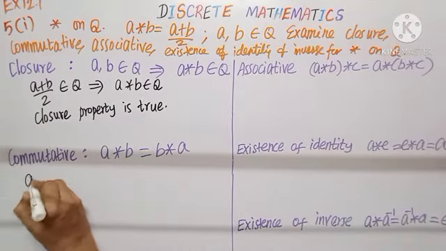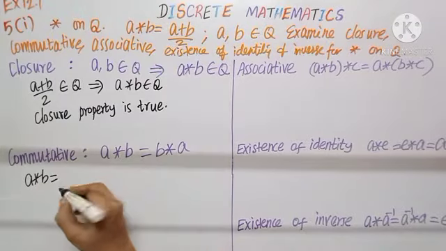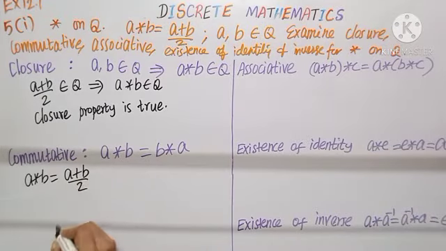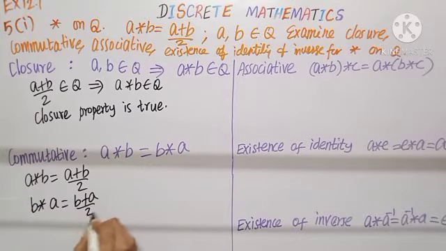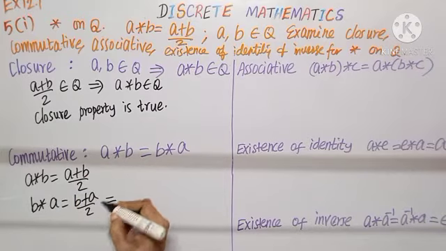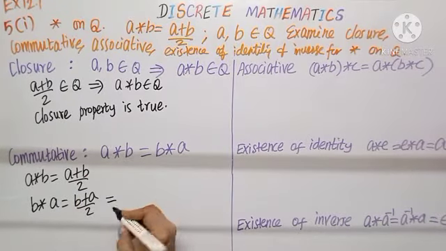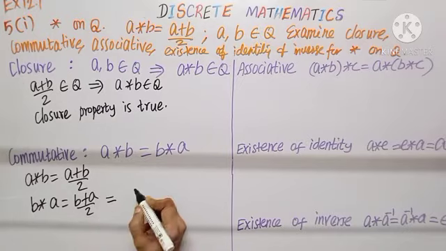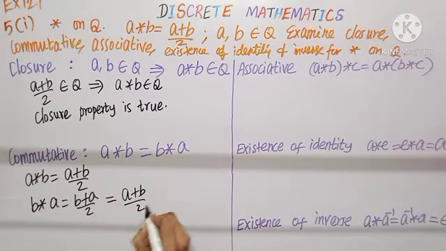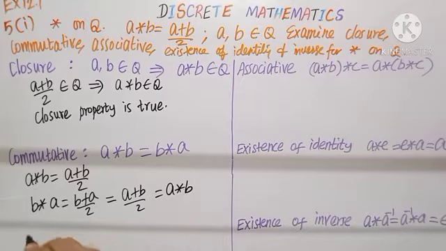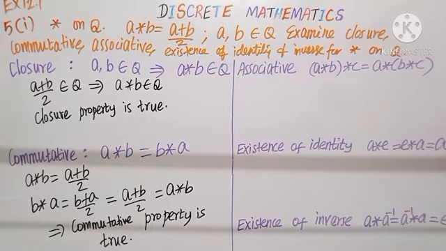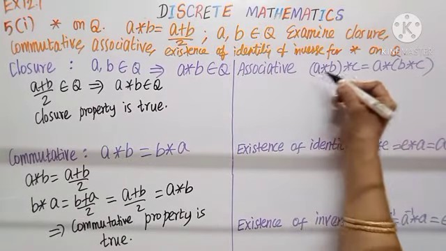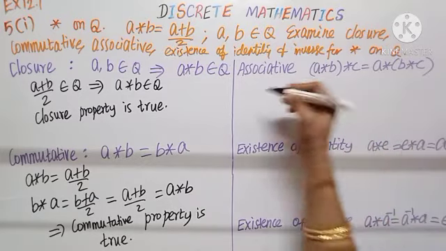Commutative. What is A star B? Applying the formula, it is (A plus B) by 2. What is B star A? It is (B plus A) by 2. Are they equal? Yes. In numbers, addition is commutative. So (B plus A) by 2, I can write (A plus B) by 2, and so A star B and B star A are equal, which implies the commutative property is true. Associative. We have taken 3 elements in order, changing only the bracket.